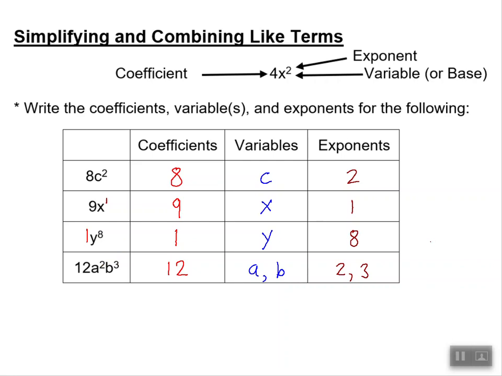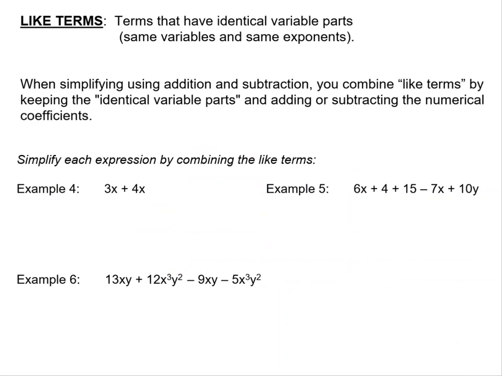So now that you can identify all of the parts, let's combine like terms. Like terms are terms that have identical variable parts, which means they have to have the same variables, the same letters, and those letters have to have the same exponents. When you do have that, we can simplify using addition and subtraction by keeping the identical variable parts the same and simply adding or subtracting the coefficients. Let me show you through three examples.